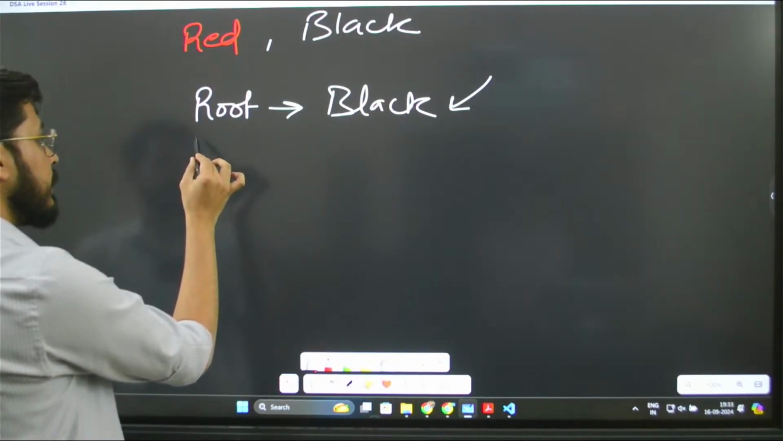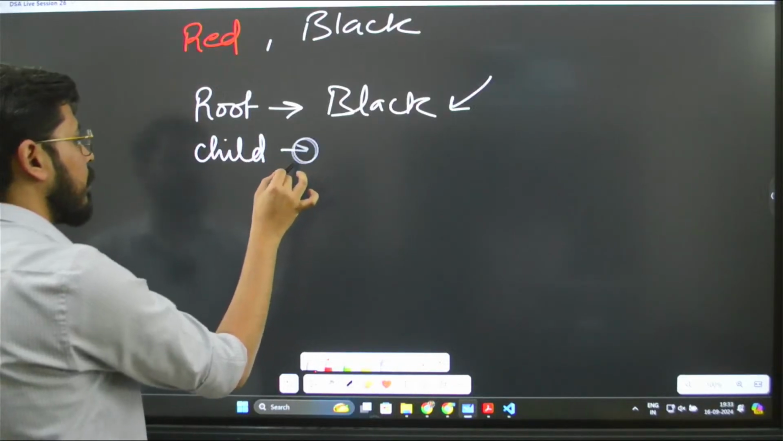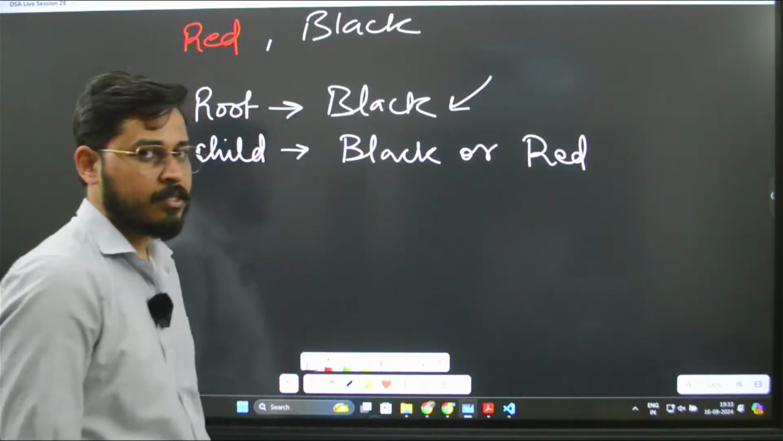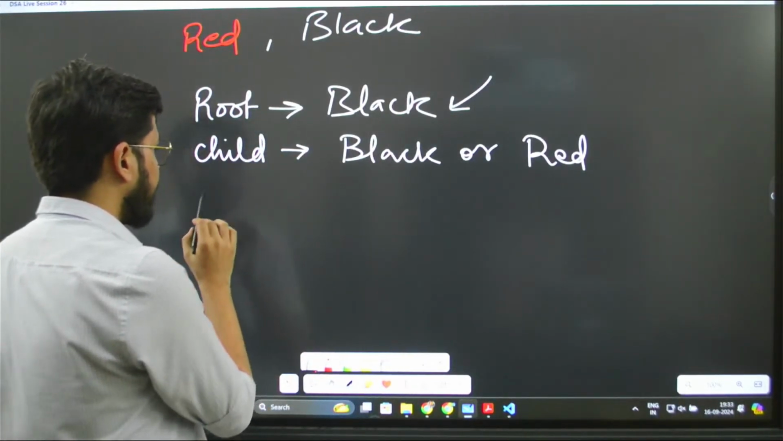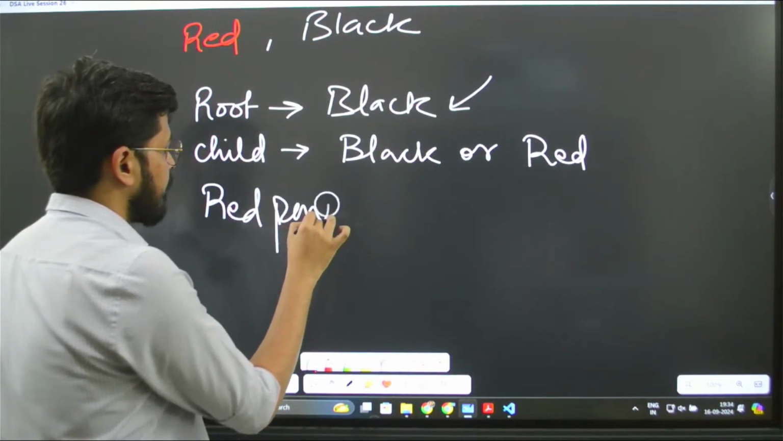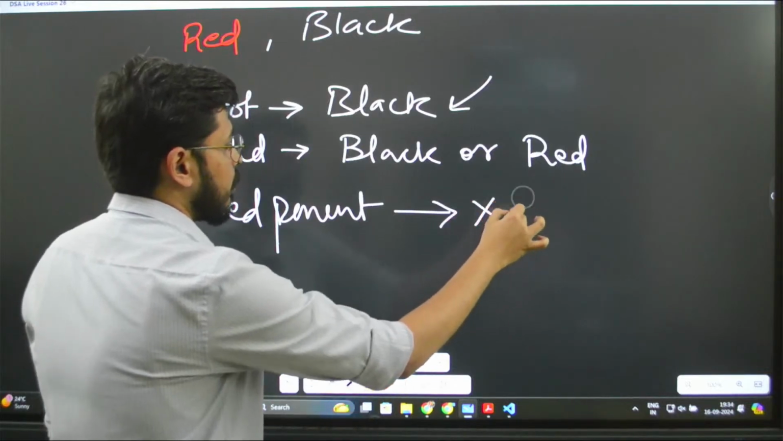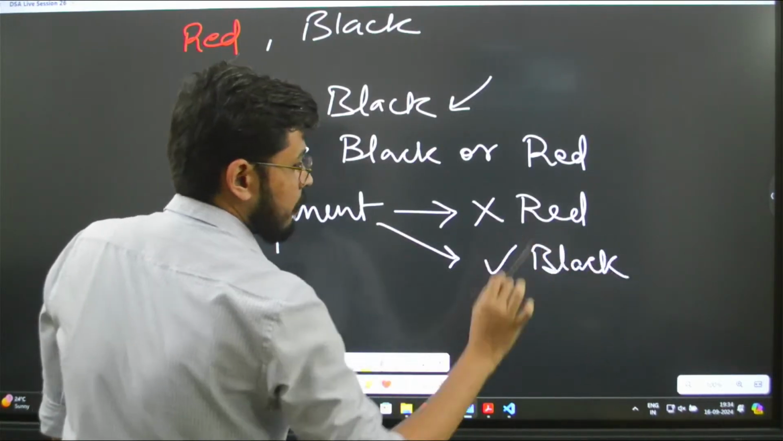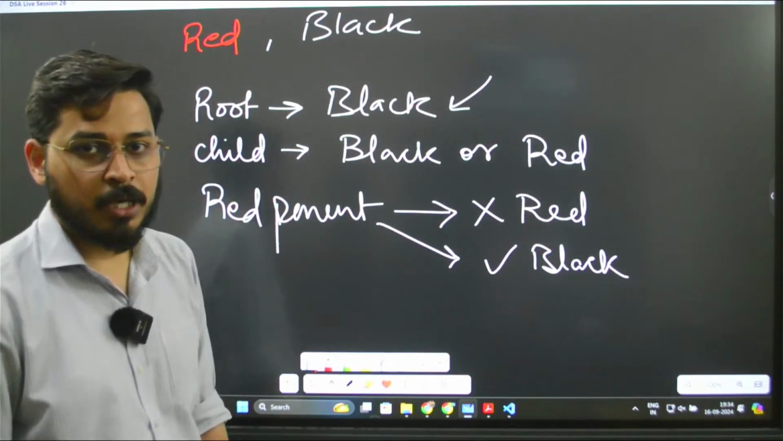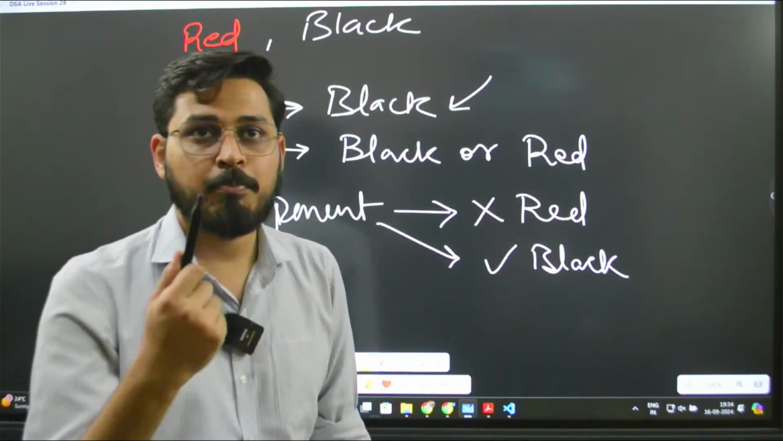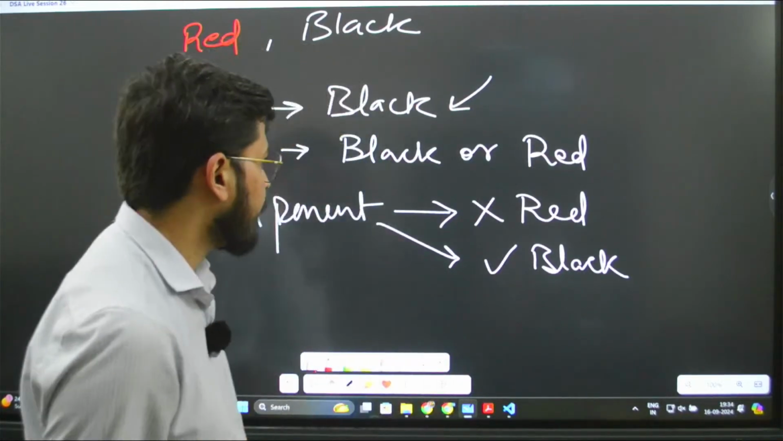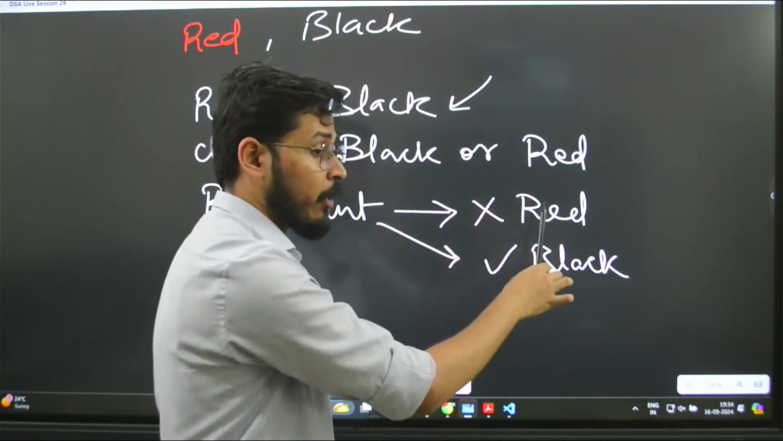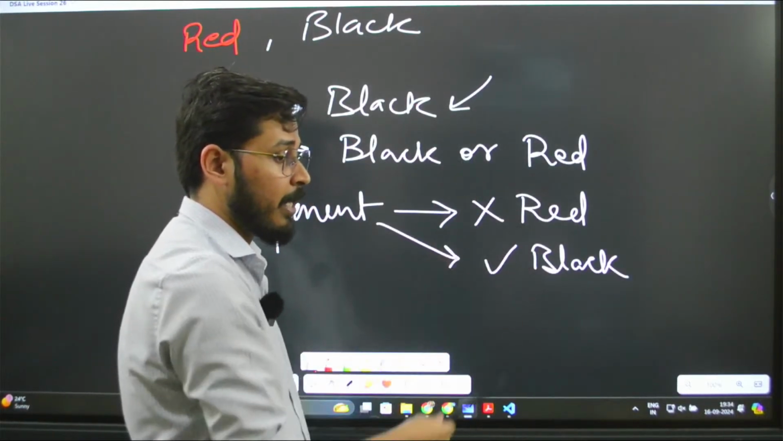Then the child can be either black or red. But the condition is that a red parent cannot have a red child. A red parent can have a black child. I hope this is very much clear to all of you. These are the basic properties which you should know. So the root will always be black, a child is black or red, and a red parent cannot have red children, but it can have black children.